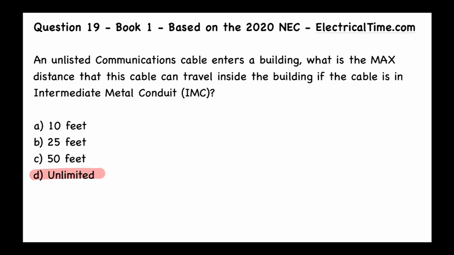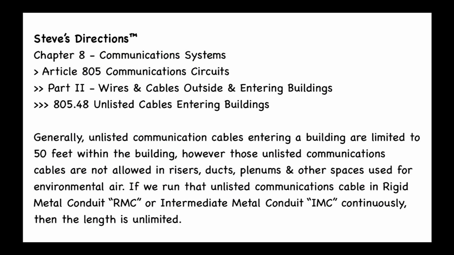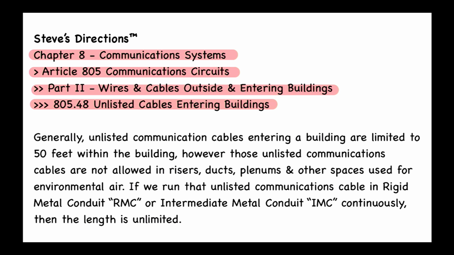And the answer is D, unlimited. So let's take a look and see how we solved this problem. First question we're going to ask ourselves is, what article are we talking about here? And that's going to be Article 805, Communication Circuits, and that's within Chapter 8, Communication Systems. In 805, we look at the parts, and we see Part 2, and that is called Wires and Cables Outside and Entering Buildings. And then we find 805.48, and that's called Unlisted Cables Entering Buildings.